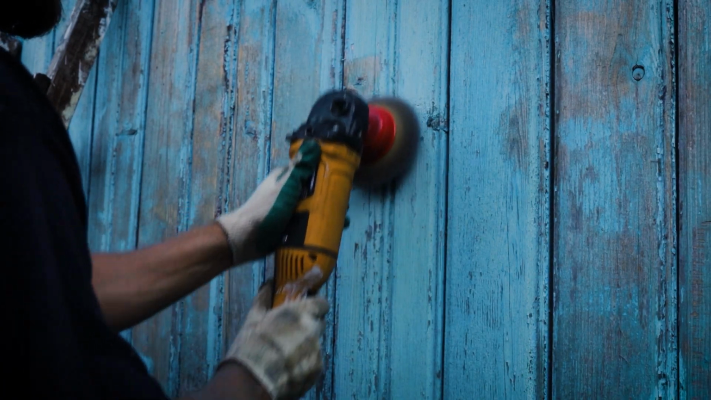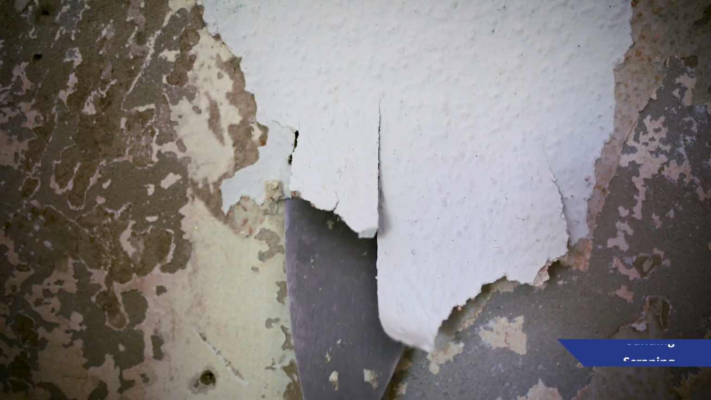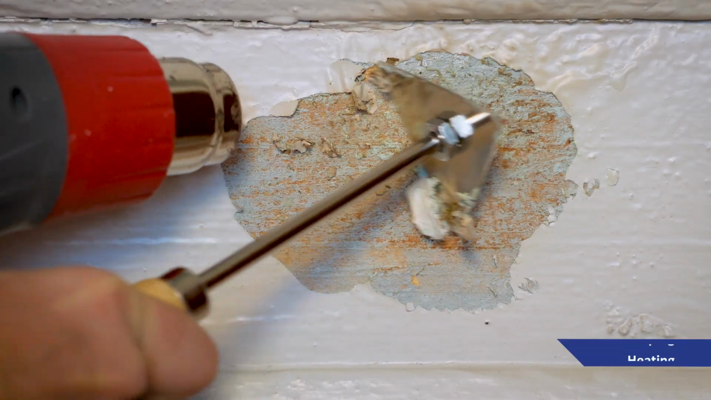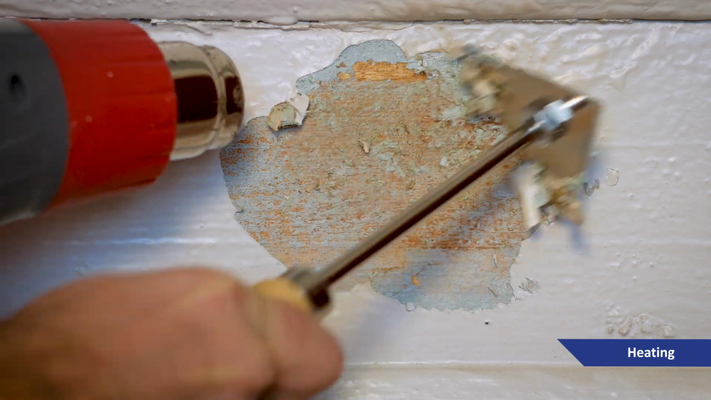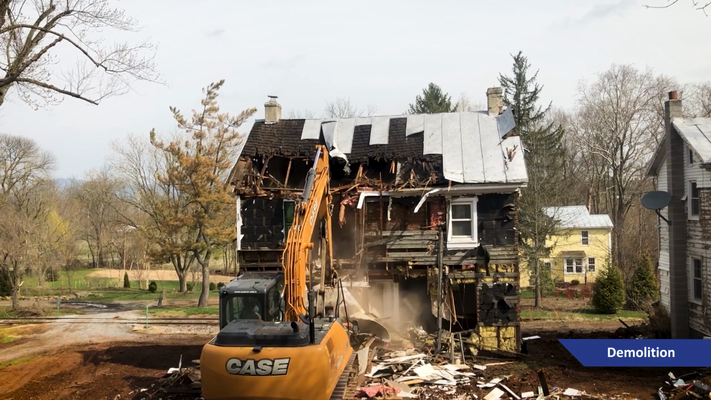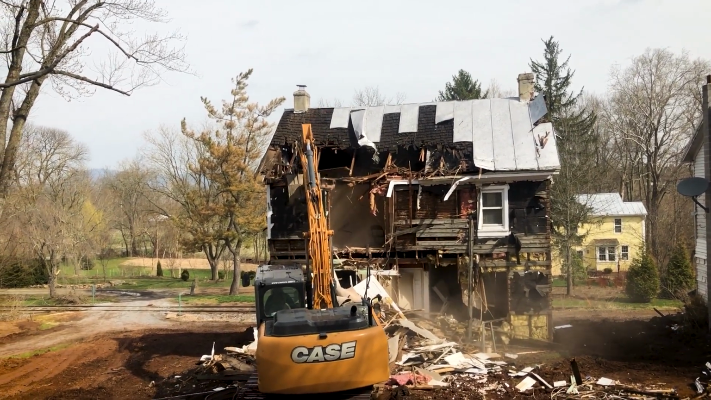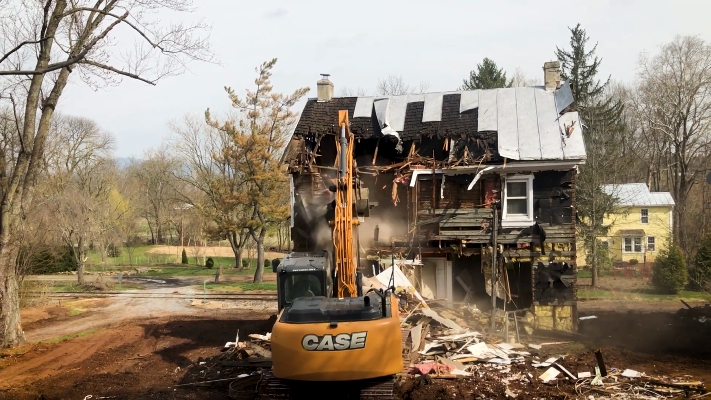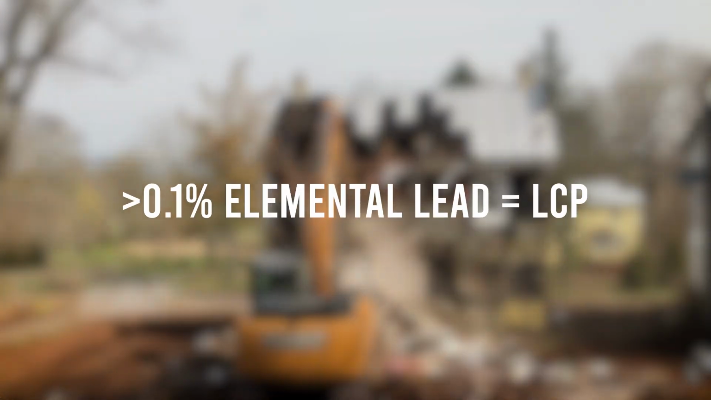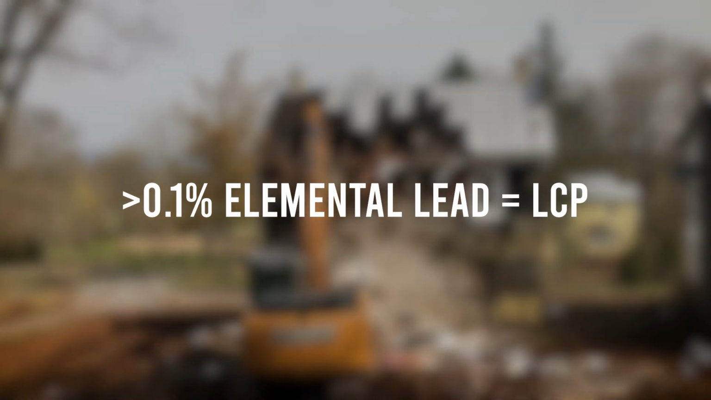When these painted surfaces are disturbed through activities such as sanding, scraping, heating, or demolition, they can release a fine dust, fumes, or chips which contain lead. It is these lead dusts and fumes that present the highest risk to health. Any paint that contains more than 0.1% elemental lead in total is considered to be LCP.